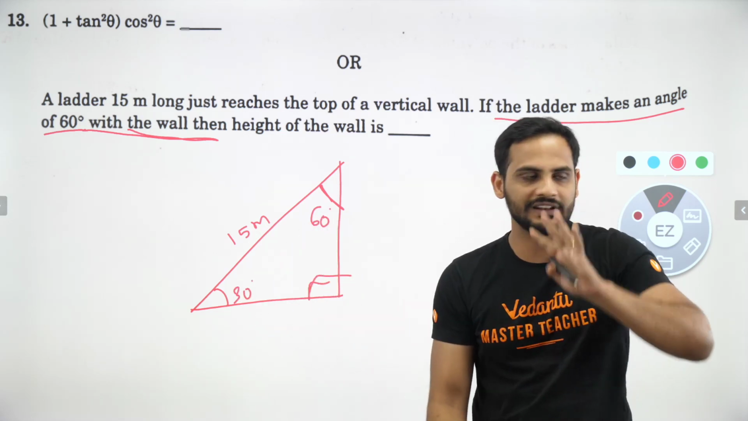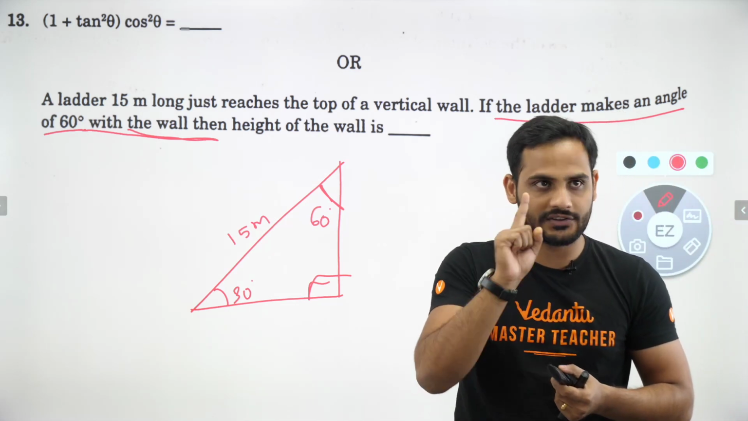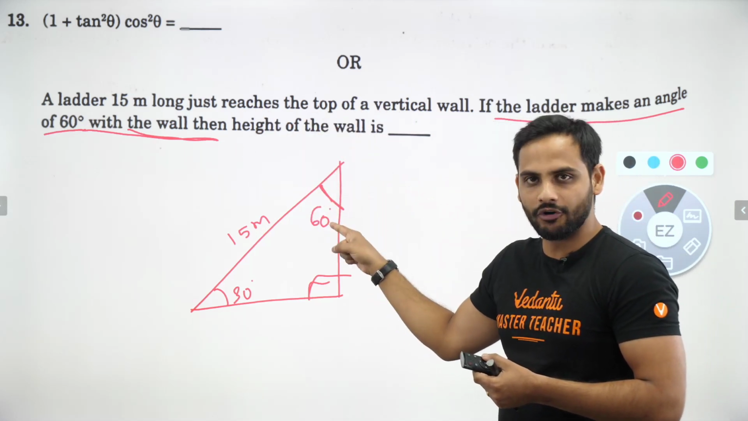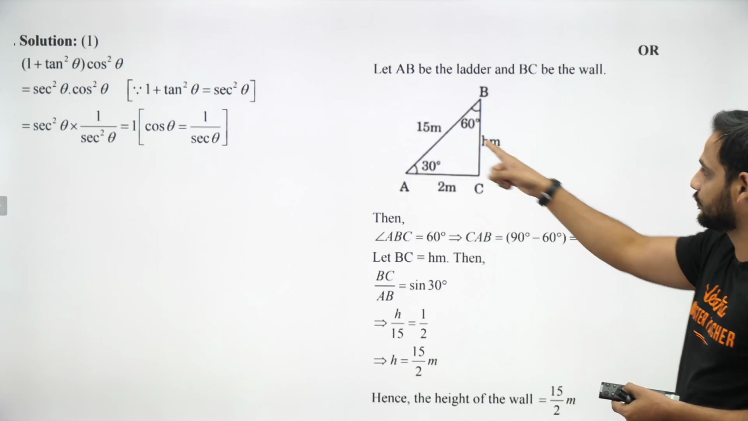Okay. These are the silly mistakes which students make. That is why I'm telling you. The angle of 60 degree with the wall. So make the 60 degree with the wall and then use the trigonometry. You will solve it, and here you will get it.